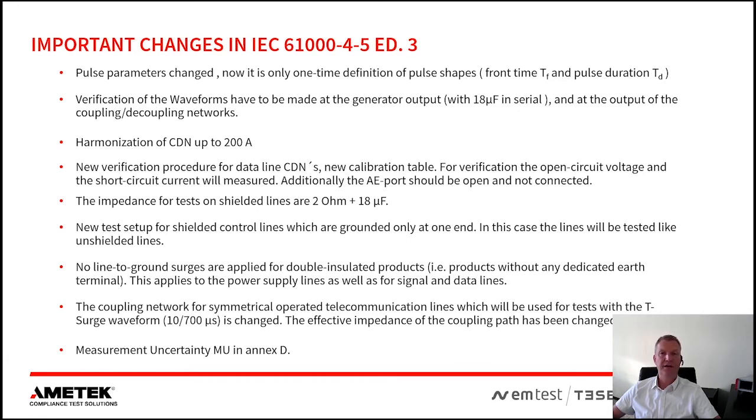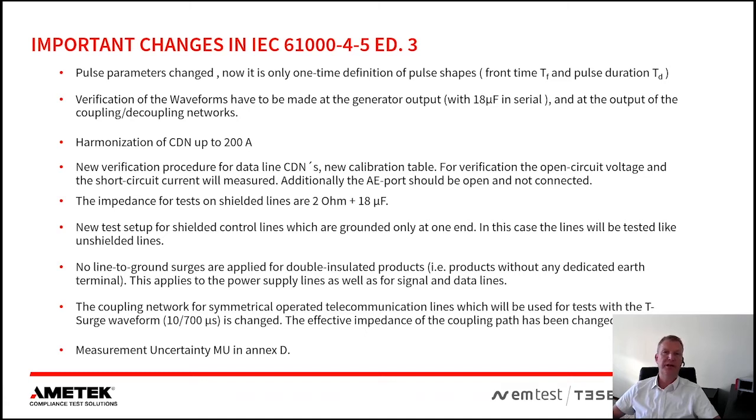A higher current through the couple-decouple network will make a higher voltage loss over the decoupling coils. That's why we now have different tolerances for rise time and duration for each single current class. Completely new is the calibration for data line CDNs. In the old standards, they were not calibrated, but now it is. We have to measure them in open circuit as well as short circuit situation.